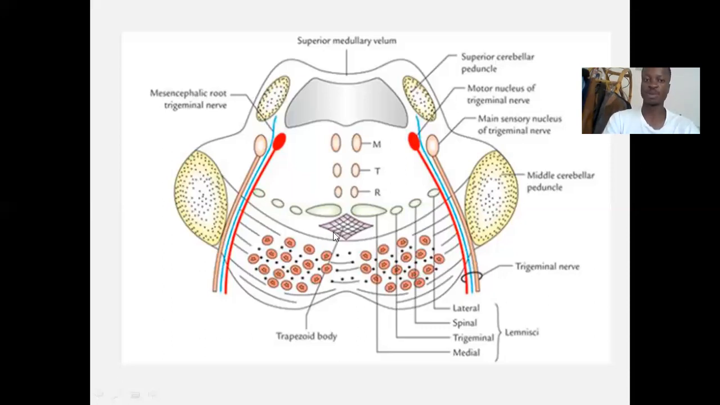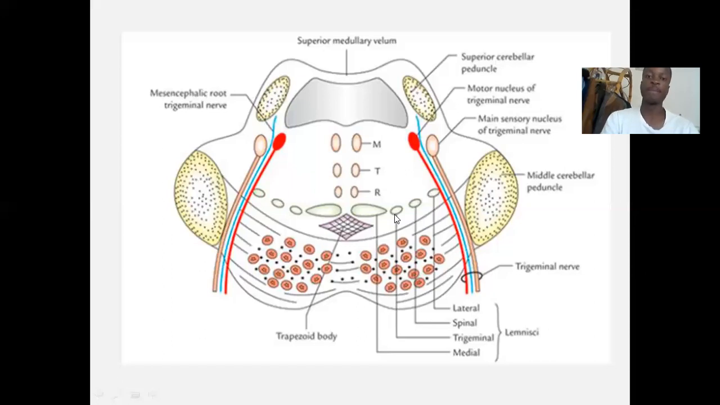This is your trapezoid body, right? The bluish line here is your mesencephalic root of the trigeminal nerve, right? And together, they are making this fasciculus, right? And it's going to exit as the trigeminal nerve on the lateral aspects of your pons. And within the trigeminal lemniscus, rather, you're going to have the ventral and the dorsal trigeminothalamic tracts that are actually now going to the thalamus, right?